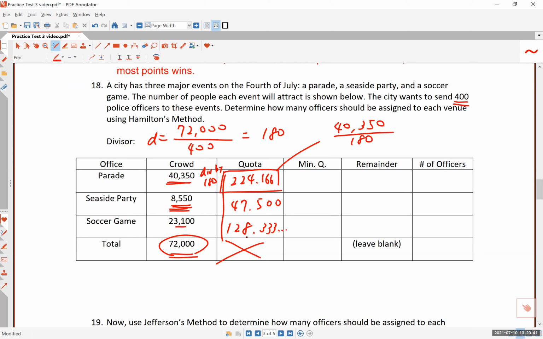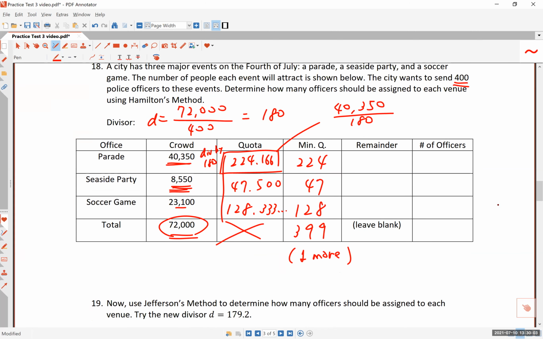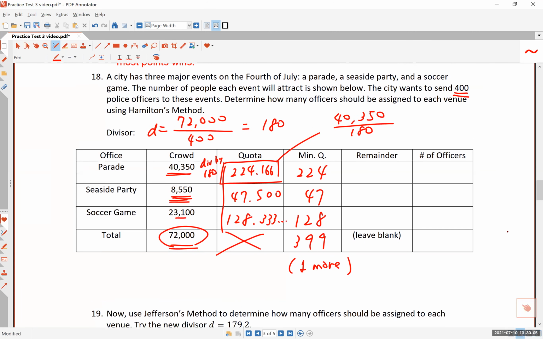The minimum quota. So forget all the parts after the decimal point. This is 224, 47, 128. So this is the least number of officers that should be assigned to each site, right? If you add them up, you get 399. And you say, okay, we have one more officer available. Let's give that officer a break. Let him or her stay home and enjoy.